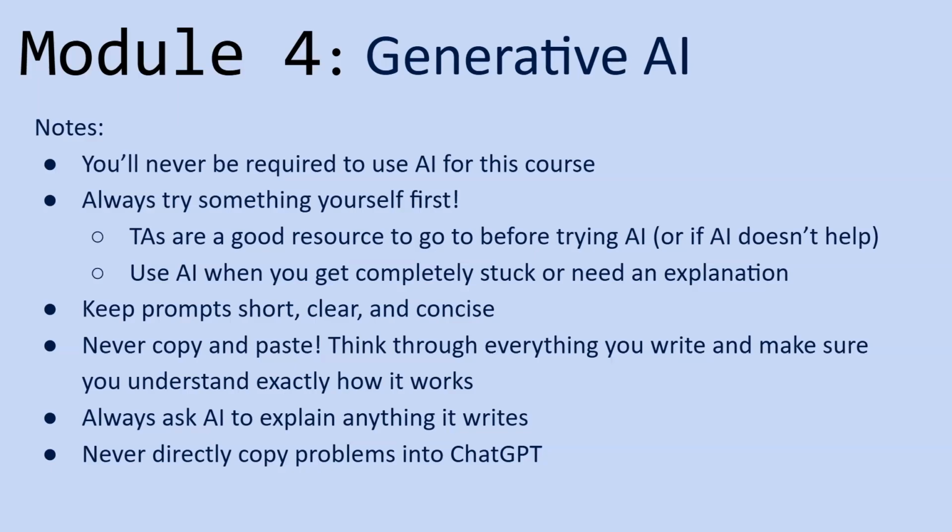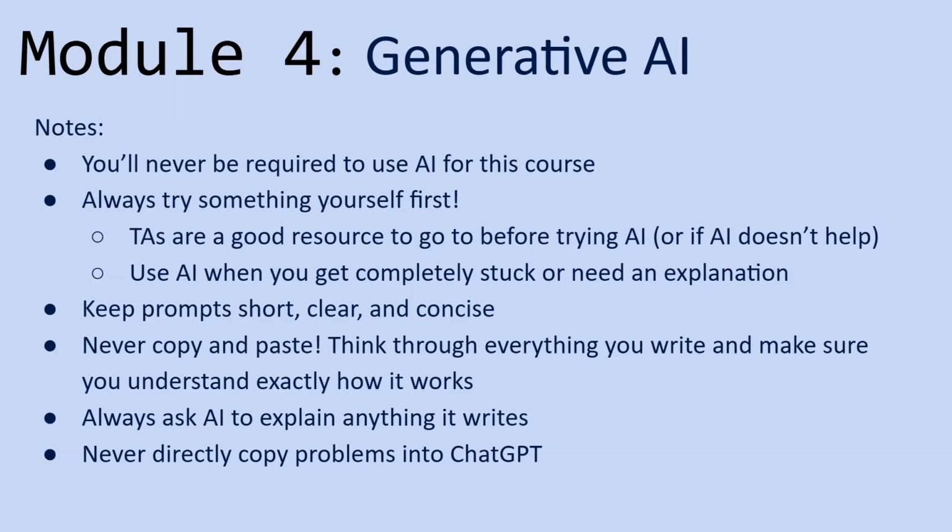But yeah, if you just get completely stuck and don't know how to do something, or if you need an explanation of how some code works, AI can be helpful for that if office hours aren't happening at the moment. Additionally, you want to keep prompts short, clear, and concise. Don't copy a problem directly into ChatGPT. Keep the prompt as short as possible and make sure it's clear, so you're directly telling the AI exactly what you want to do. We have some examples of this on the next slide.